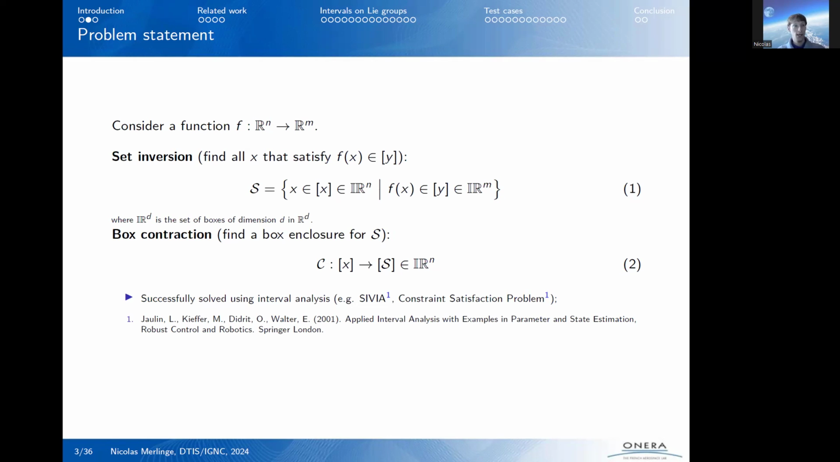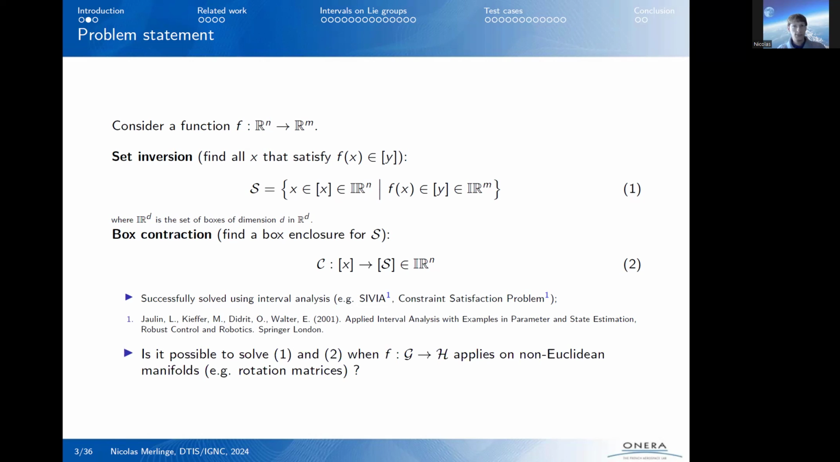But today's question is: is it possible to solve these problems where the variables explicitly belong to non-Euclidean manifolds? For example, if they are rotation matrices or something related to that. So if the f function takes inputs and outputs things that belong to non-Euclidean manifolds, for example Lie groups.